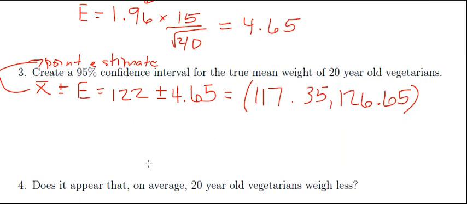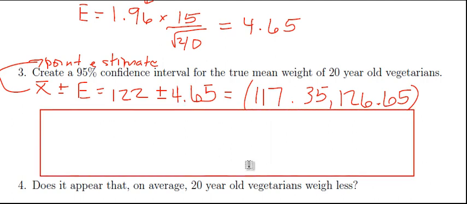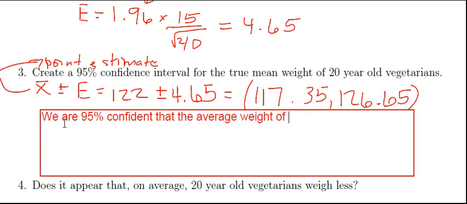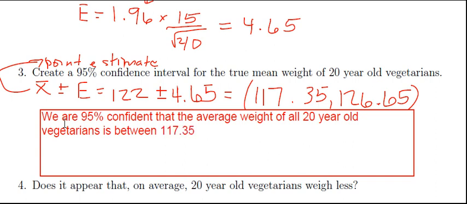Alright, so I'm going to close that, and I'm going to go ahead and interpret the confidence interval. Our population for the confidence interval is vegetarian women 20 years old. So I would say we are 95% confident that the average weight of all 20-year-old vegetarians is between 117.35 and 126.65 pounds.